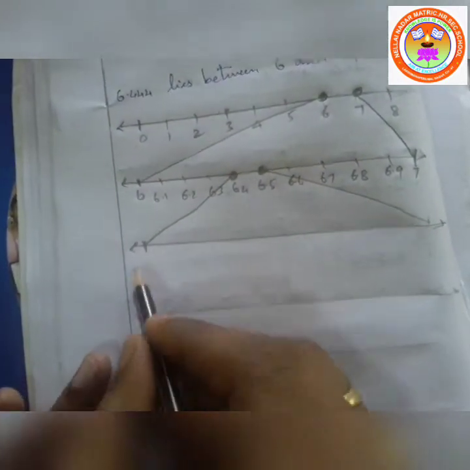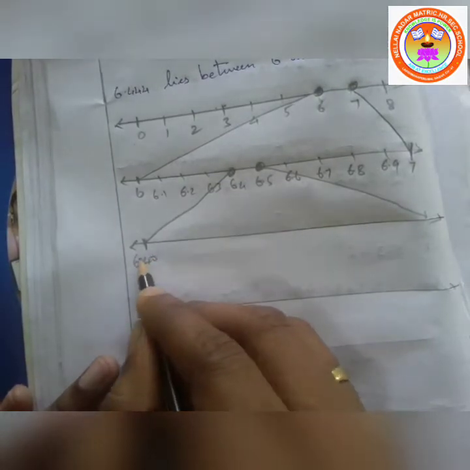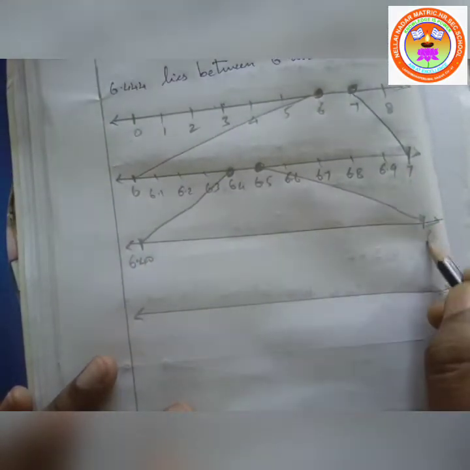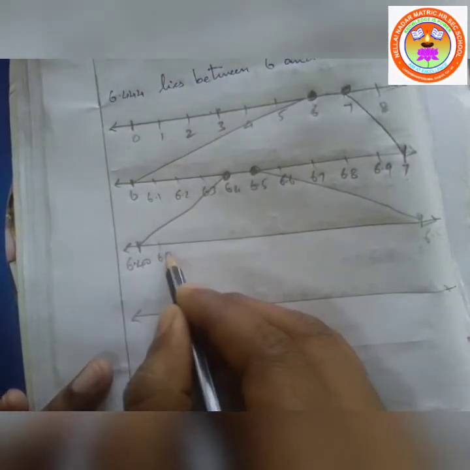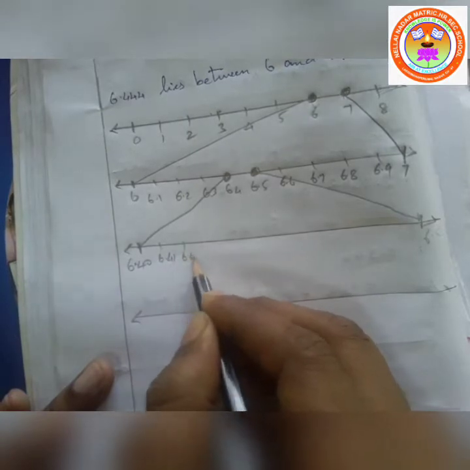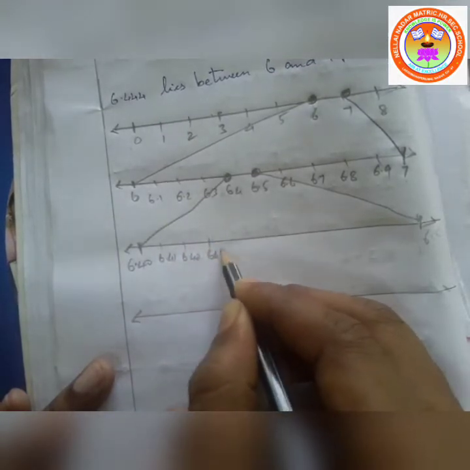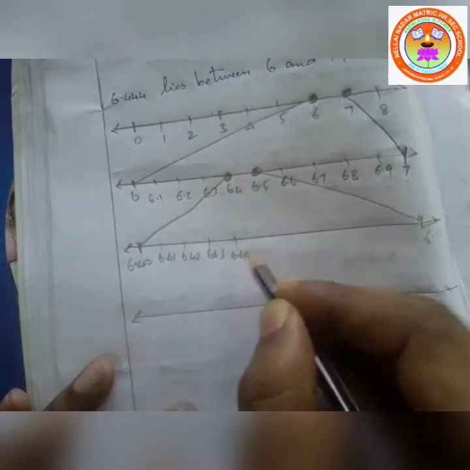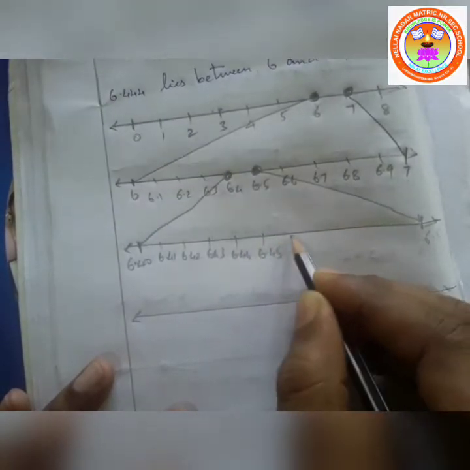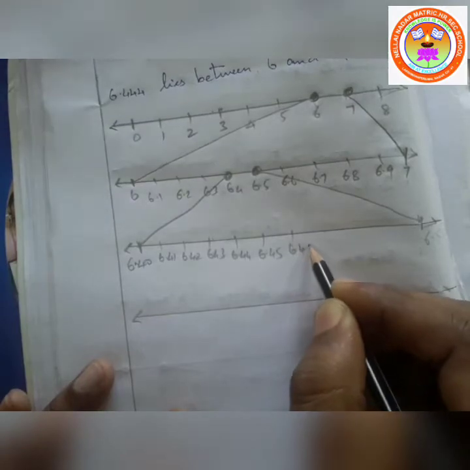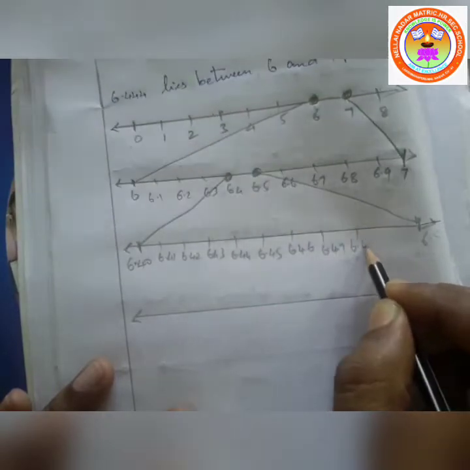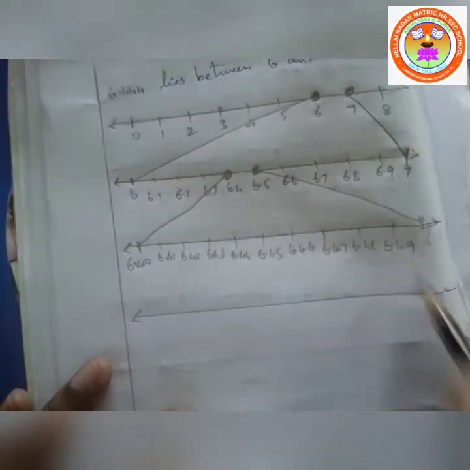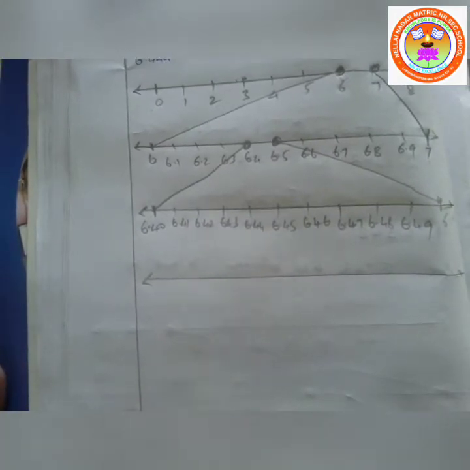So here you have to write 6.40. Here you have to write 6.50. So after 6.40, 6.41, 6.42, 6.43, 6.44, 6.45, 6.46, 6.47, 6.48, 6.49. So now you tell me, between which two numbers will this 6.444 lie?